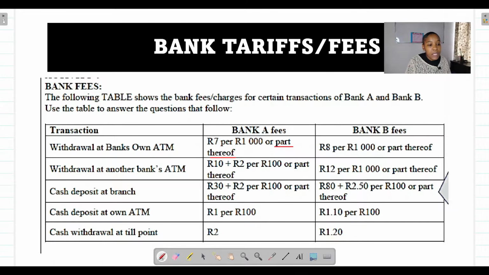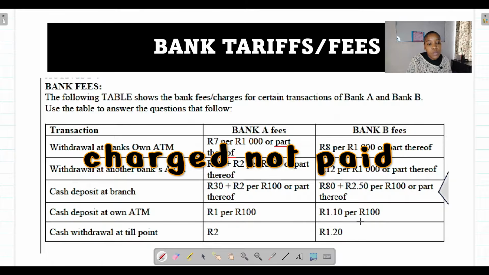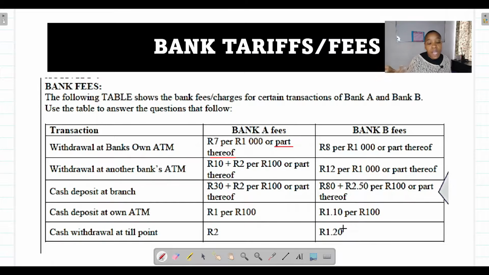Cash deposit at own ATM. So they mean that if you basically make a cash deposit at, let's say, Bank A's ATM, this is how much you'll get charged. At Bank B's ATM, this is how much you'll get charged. Cash withdrawal at a till point. So if you withdraw money from a till point, like your Pick n Pay shop, that is how much you'll get charged at Bank A, and that is how much you'll get charged at Bank B. So that is why most times it is advisable to withdraw at a till point because it's just cheaper. My mom personally just loves withdrawing at a till point because it's cheaper.